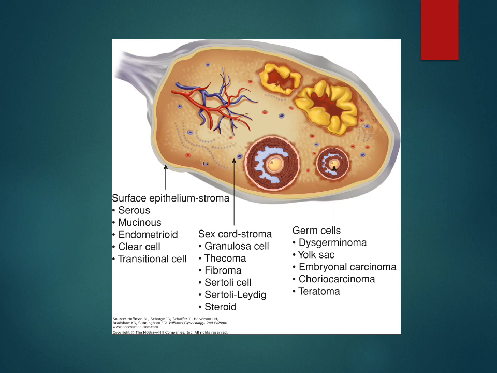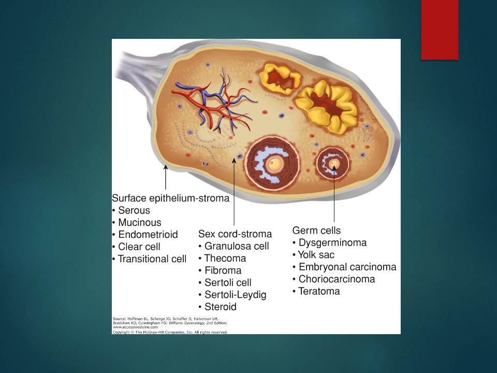Your sex cord stromal tumors, these are the intervening cells between your germ cells and underneath your surface epithelium. The most common malignant one is a granulosa cell tumor. And then you can have benign thecomas, fibrothecomas, fibromas, and also malignant Sertoli-Leydig tumors. Again, a lot of these have hyperandrogenism and hyperestrogenism.